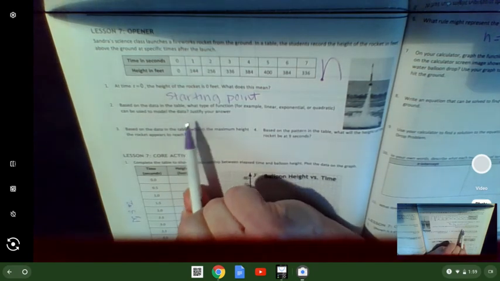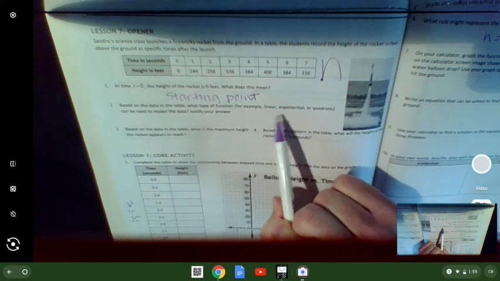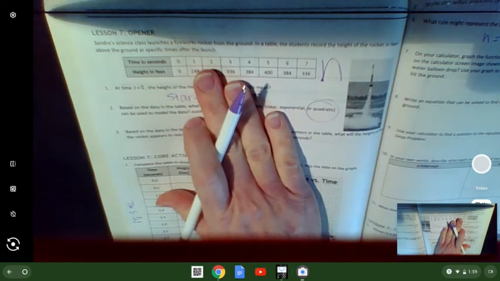Based on the data of this table, what type of function can be used to model the data? We've already talked about it. It's quadratic. Now, it does say how does the table show that? These are some rather large numbers, so I'm not going to go all the way through here.